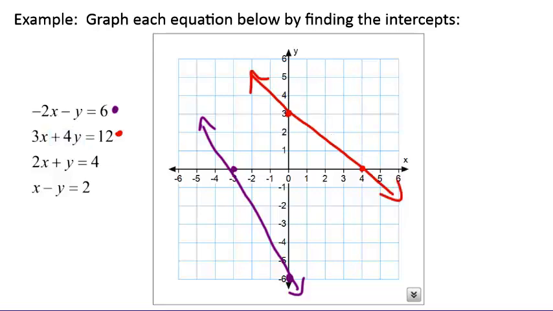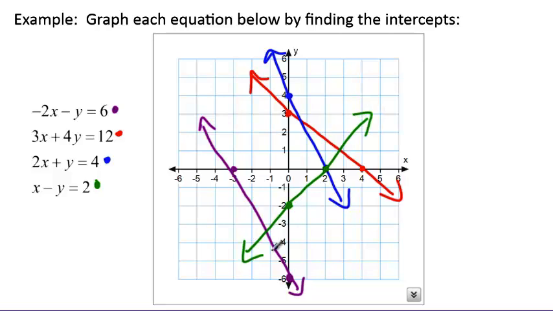Then this next one I'll graph in blue. So if x is 0, y is 4. If y is 0, x is 2. And so I get that. You can see how quick this is. Relatively easy. This last one, which I'll graph in green, if x is 0, y is negative 2. So on the y-axis I have negative 2. And if y is 0, x is 2. And so I have a shared point there between this one and the blue one. And that's it. So graphing by intercepts is easy.